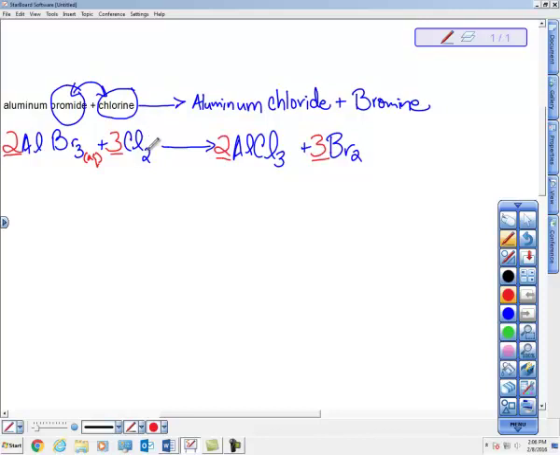Now chlorine, see the Cl2? This is not a solid, guys. What is this one? This is a gas. Good job. You only check solubility on ionic compounds.